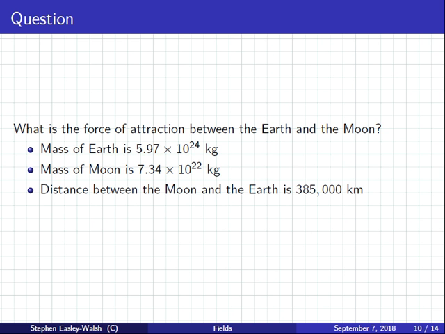Here's a short, easy question. Now maybe this is too easy. What is the force between the Earth and the Moon? Okay, so we just put in the numbers and let's calculate it. There's the mass of the Earth, the Moon, and there's the distance. So tell me what the force is.